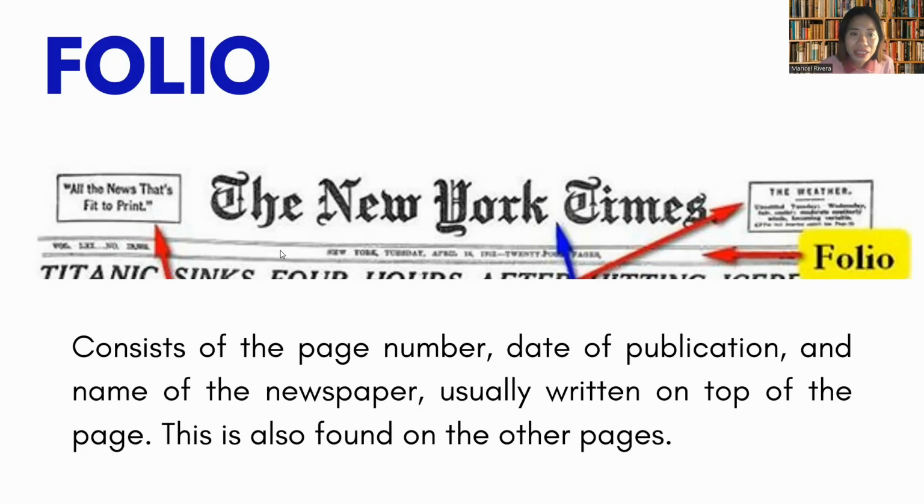And you can find here in this very narrow horizontal line, so 2 lines, we can find the volume, the number. And then, of course, the page number can be also found. The date of publication, we have here Tuesday, but I could not really read the date. And then the name of the newspaper as well. So it can be found usually on top of the page. So this is folio. And I believe you can look for the folio on the respective newspaper that you guys have, which I let you bring.